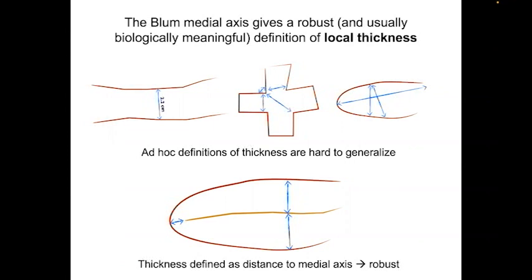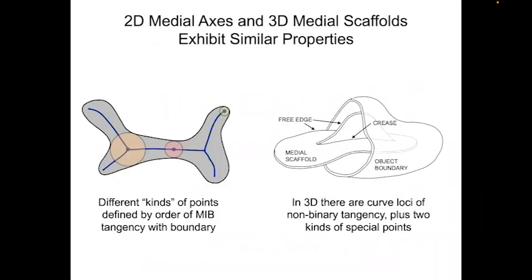So a little bit about the properties of medial axis and medial scaffolds. Again, you've learned about these different kinds of points. The majority of points correspond to a maximal inscribed ball that is bitangent to the boundary. But you also have a single tangency with a higher order of contact that corresponds to the endpoints of these medial curves or to the free edges of the medial surfaces. And then we have branching points, which generically will have a third order contact. I mean, not a third order contact, but contact at 3 boundary points.